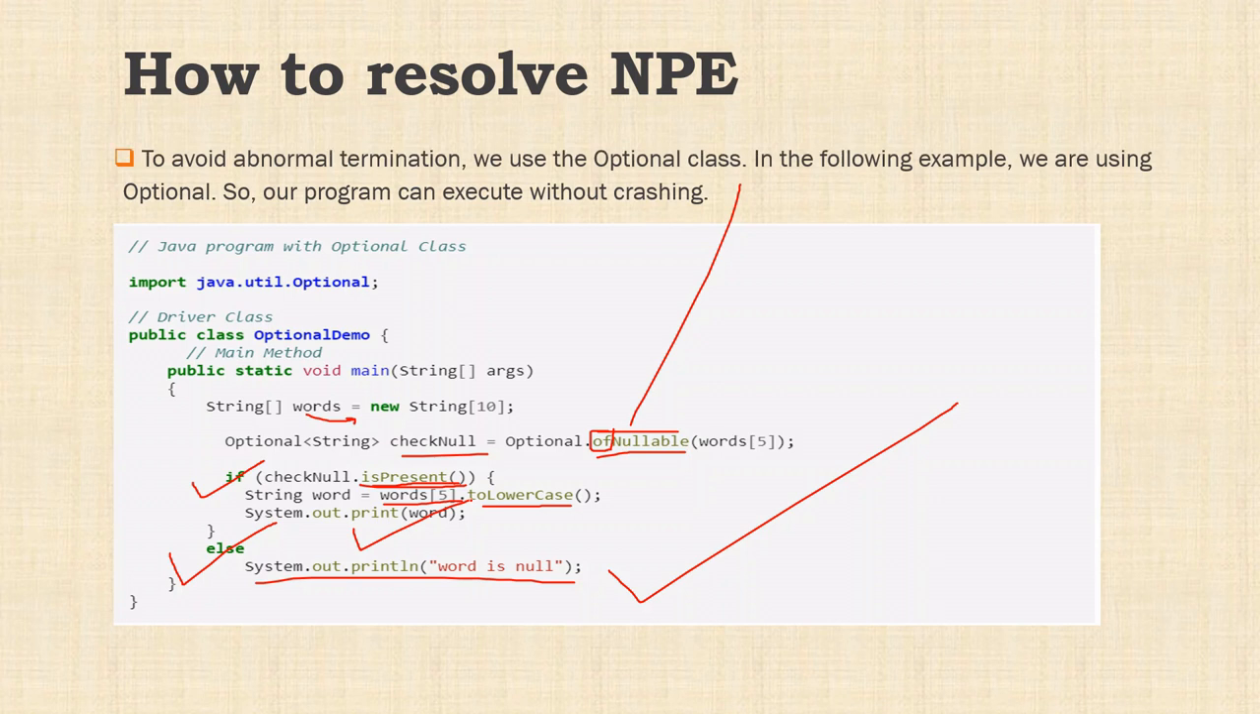To avoid abnormal termination, we use the optional class. In the following example, we are using optional, so our program executes without crashing. Our program will not crash because we are using the optional class to perform the null check. So here the output will be "what is null" instead of a null pointer exception. In the previous scenario, we got a null pointer exception.